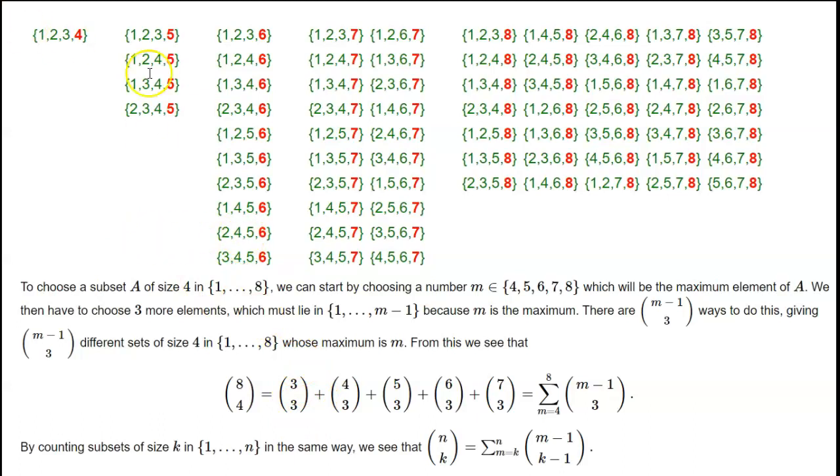So we've got 8 choose 4 sets altogether, split into groups of size 3 choose 3, 4 choose 3, 5 choose 3, 6 choose 3, and 7 choose 3. So we see that 8 choose 4 is equal to the sum of these terms.